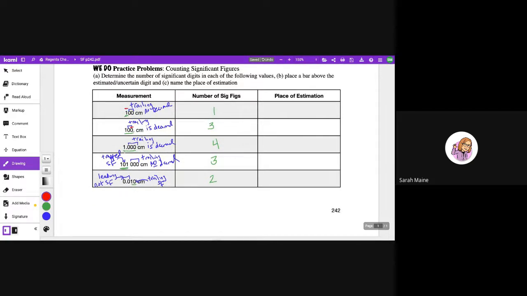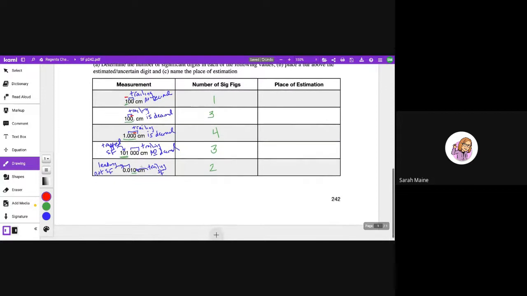Moving down to 1.000. All 4 digits are significant. So I start to the left and I find the significant figure, the one that's underlined in green most to the right. That's my estimated digit, and so I'm going to put a bar above it. Next to last example, 101,000 centimeters. There are 6 digits written in the number, but only the 101 are the significant digits. So I find the one that's the most to the right of it, and I put my bar above that. So that is the estimated or uncertain digit.